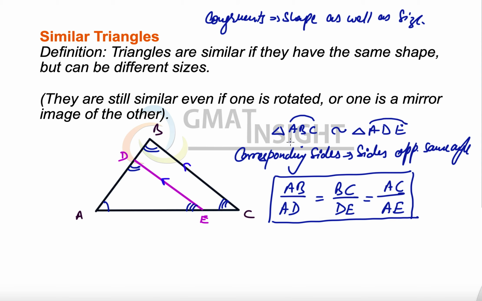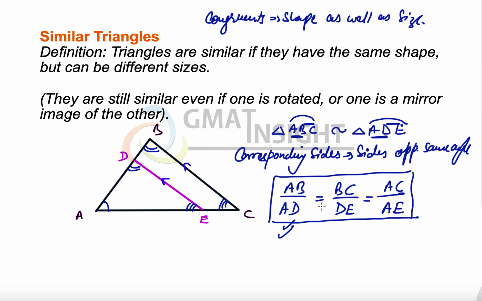What happens is, in this case, you can simply take the first two letters of the first triangle name and the first two letters of the second triangle name, and these will be the corresponding sides. For example, AB over AD is the first ratio. Then the last two letters of each, BC over DE, and the first and third letters of each, AC over AE.